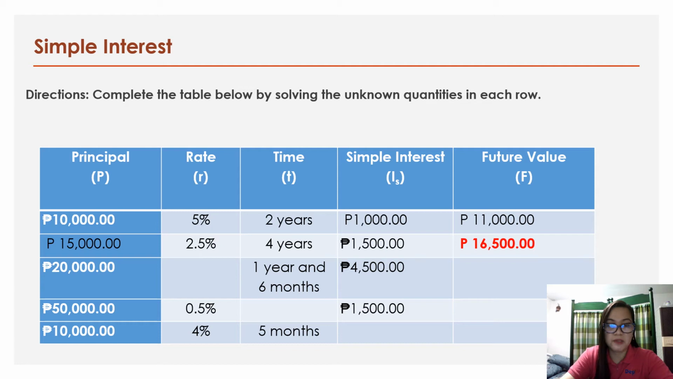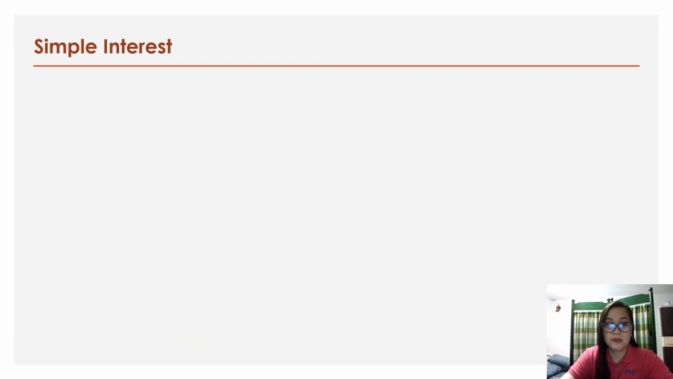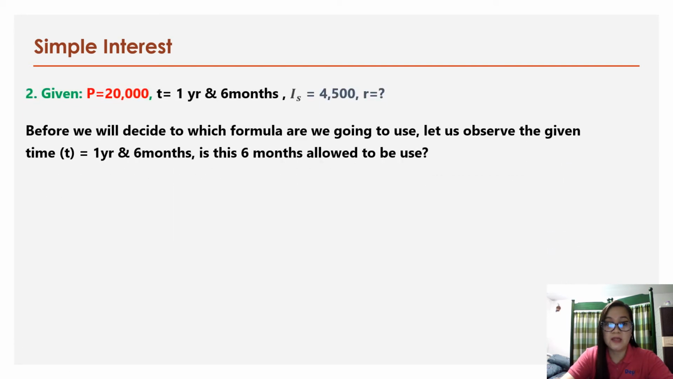Next, we go to the third column. We have here the principal, 20,000. Rate is unknown. Time is in years and months, 1 year and 6 months. And we have the simple interest amount of 4,500. So these are the given. So before we decide which formula we are going to use, let us observe the given time. It is given in years and months. Is this 6 months allowed to be used?